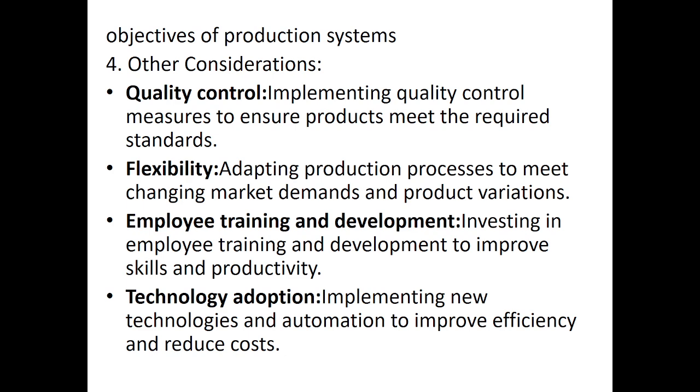Now, another important slide is the objective of the production system. Other considerations: quality control, flexibility, employee training and development, technology adoption. What is this other consideration? Quality control. This is another important check. You need to find out the quality of the things, that is, implementing quality control measures to ensure products meet the required standard. Quality is very much important.